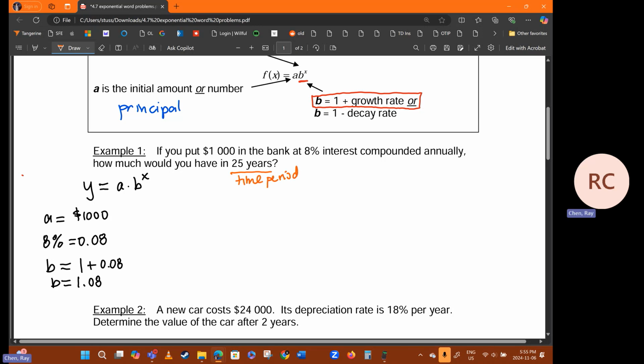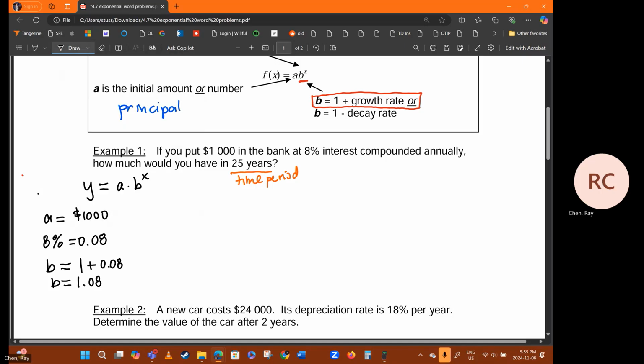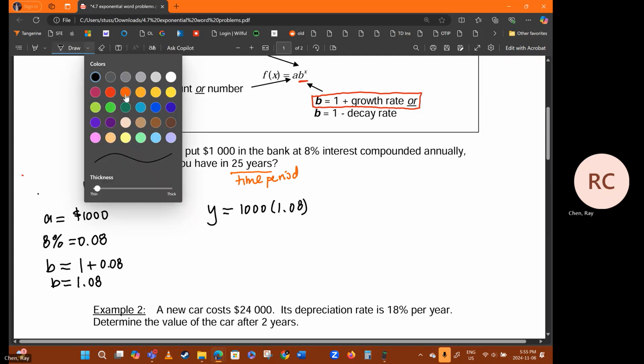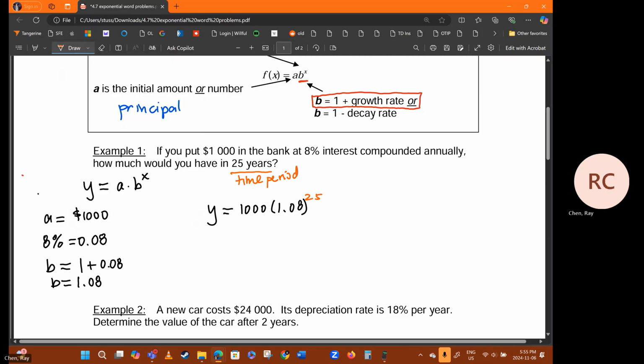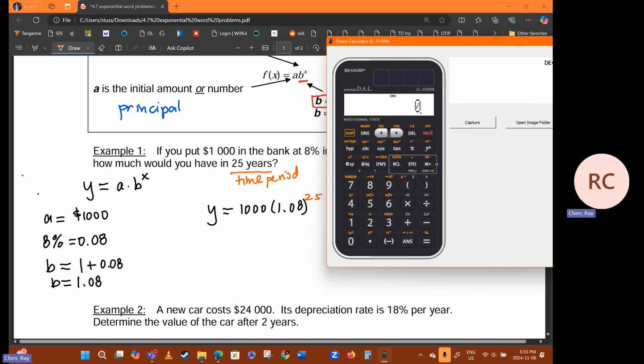So this represents our exponential. So when we actually plug in everything that we have, what we'll get is y, which is the new amount, is equal to the initial amount times the growth rate to the 25. You have to use our calculators. And I'm just going to show you. Hopefully you can see this on your screen. We actually have to do 1.08 to the 25.